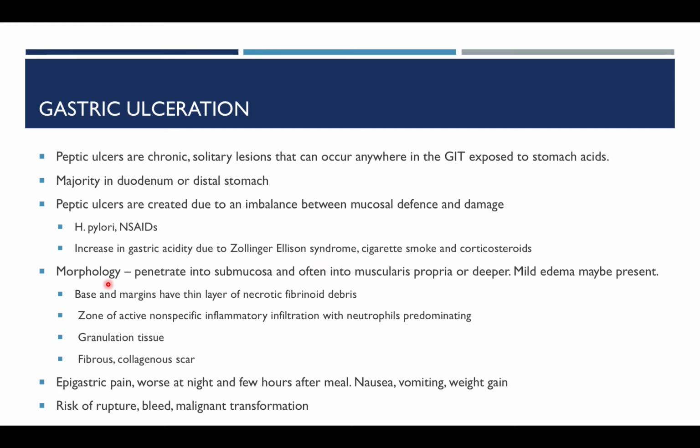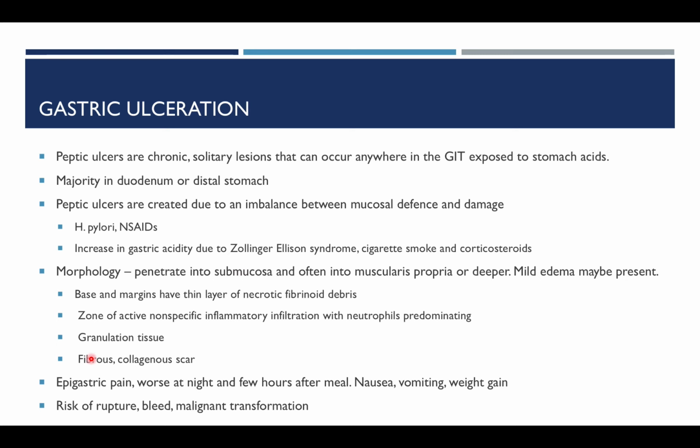In terms of the morphology of ulcerations, they can penetrate into the submucosa and often into the muscularis propria or even deeper, and they can also present with edema. There are 4 sections that we can divide the ulcer into. In the topmost section of the ulcer, there is a thin layer of necrotic fibrinoid debris. In the second layer, there tends to be a zone of non-specific inflammatory infiltration, in this case with predominance of neutrophils. Under that, there's granulation tissue, and under that is fibrous tissue forming a scar.